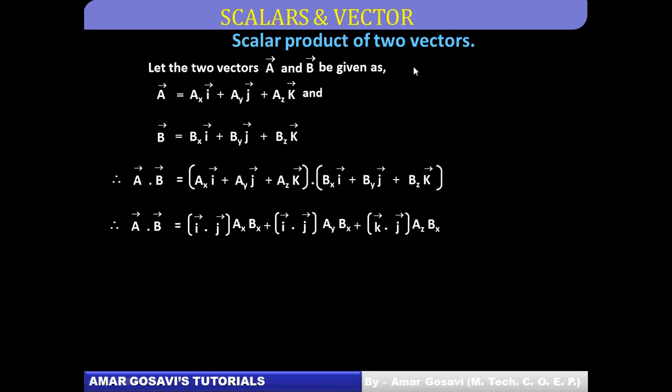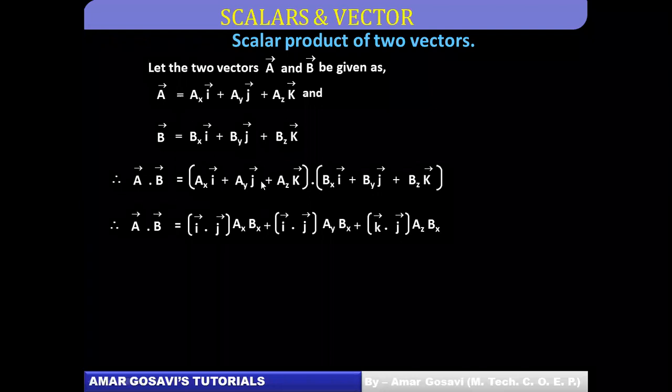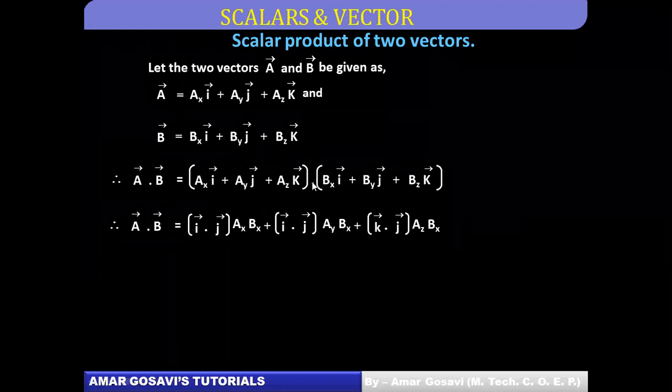Let's move ahead. Again, I repeat the multiplication. You can see AX multiplied by BX will be I cap dot I cap, the first term. Here instead of J cap, it should be I cap. The second term is AY multiplied by BX. So AY BX as it is, and what remains is J cap dot I cap, which can be commutative. So I cap dot J cap here. Third, AZ BX, you can see AZ BX.